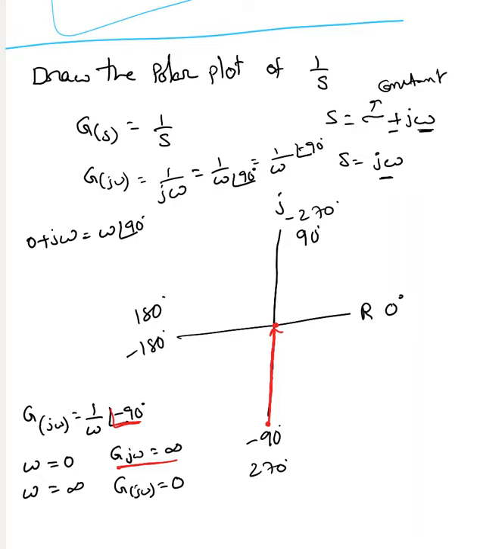So the y-axis basically represents the magnitude. This is omega equal to 0, and here G of j omega is infinite. At omega equal to infinite, that's a 0 magnitude. Okay, so this is the magnitude.